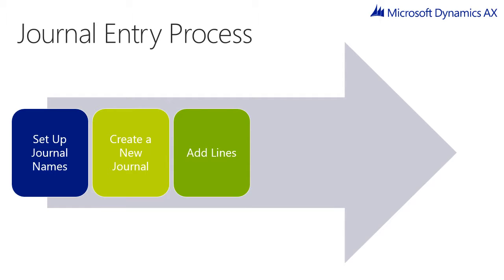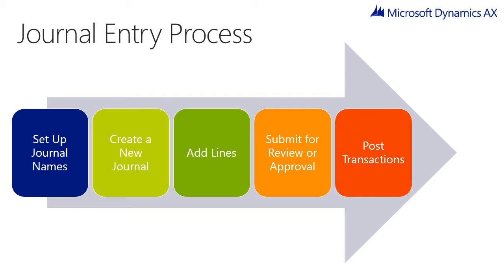After you create the header of the journal, you can start adding lines. This is where the details of the entry are recorded. You can optionally configure journals to require a review and approval process. If this option is configured, then you must submit the journal for the review and approval process. After the journal is reviewed and approved, you can post the transactions. When the journal is posted, no further changes can be made to the journal entry, and it's transferred to the general ledger and any relating subledgers.